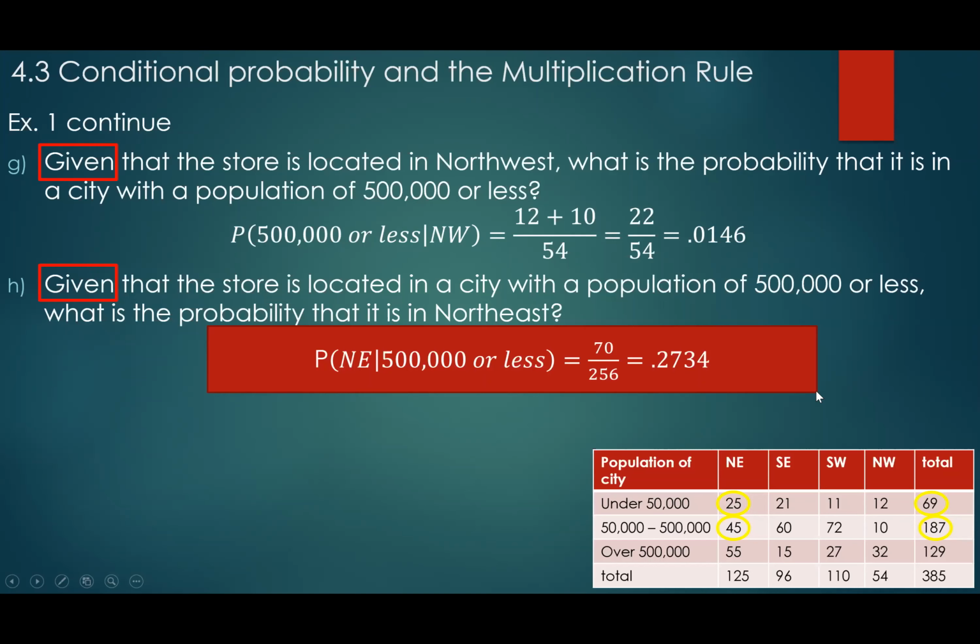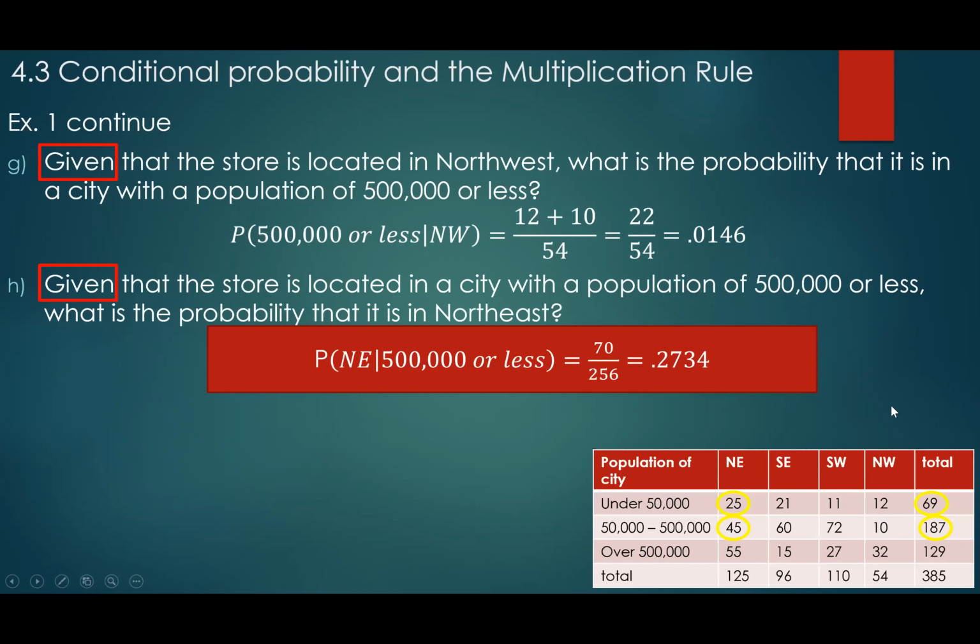That's the difference from the previous one, G. For G, they only say the store is in the Northwest, so there's only one. They did not say Northwest or Northeast. If they say Northwest or Northeast, well, hint, hint, that's the next question I ask you. But if I say Northeast or Northwest, then we're looking at the two. But for H, because of 500,000 or less, we have to look for the two.